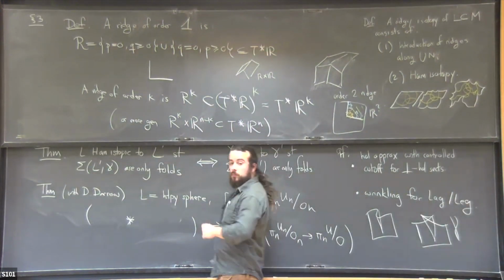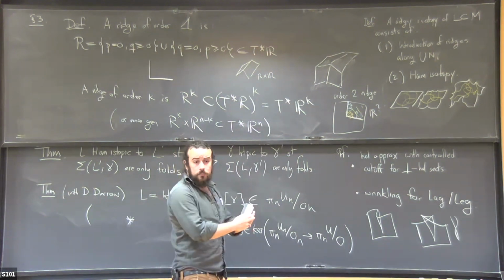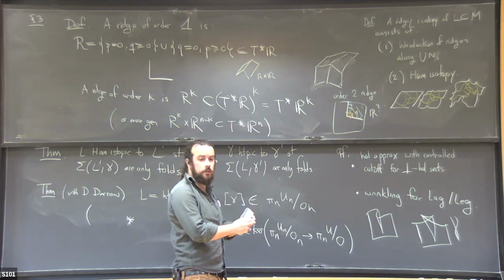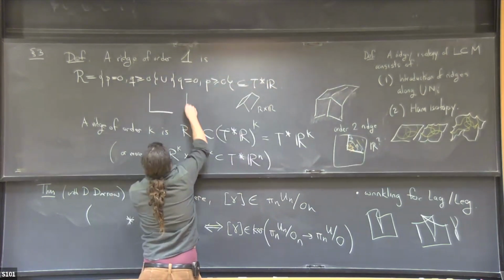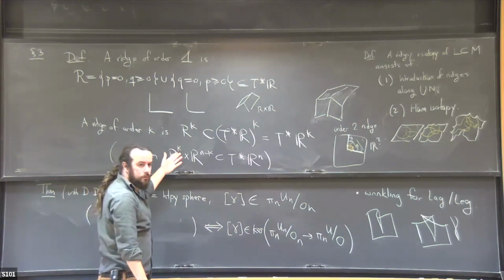Okay. Is the ridge then approximated by smoothing or not? You can always smooth it out, keeping it Lagrangian. Yes. You can always smooth it out, keeping it Lagrangian, because you can always smooth out the local model keeping it Lagrangian, because everything one-dimensional is Lagrangian, then you just take products.